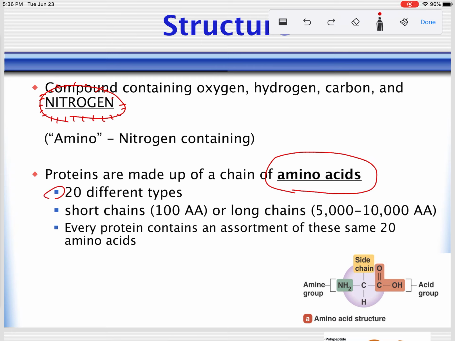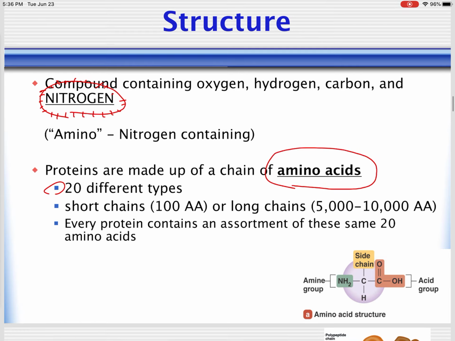There are 20 total amino acids. So all of our proteins are made up of some combination of the same 20 amino acids. By the way, you can see here the shorter chains may only have 100 amino acids linked together. We can have longer formations of protein that can have up to 10,000 amino acids strung together. I'm not going to ask you that specifically, but just pointing it out. And by the way, the AA here is not for Alcoholics Anonymous. It's just shorthand for amino acids.